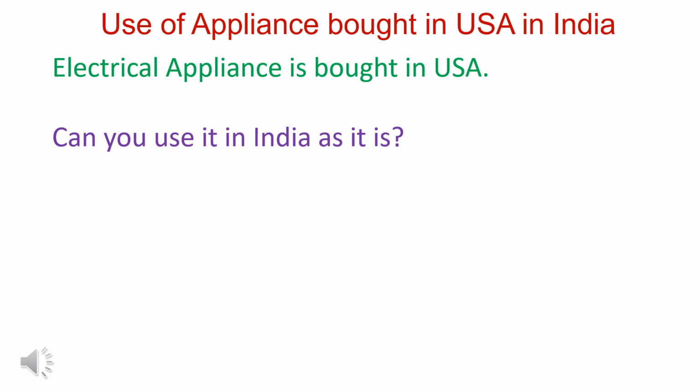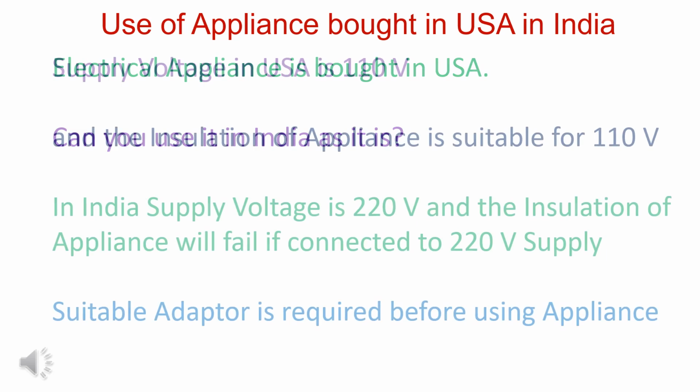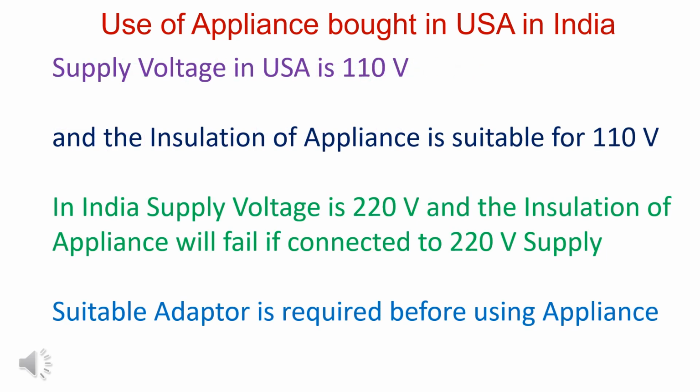Can you use an electrical appliance manufactured in USA as it is in India? Supply voltage in USA is 110 volts. Electrical appliances in USA are designed for 110 volts. In India, supply voltage is 220 volt. Hence, appliance will damage. Suitable adapter is required with appliance.